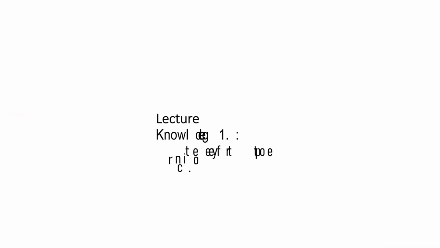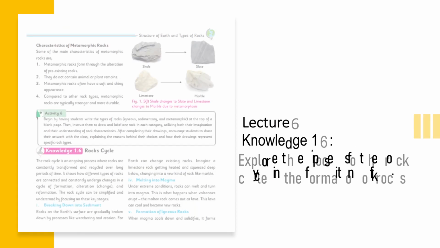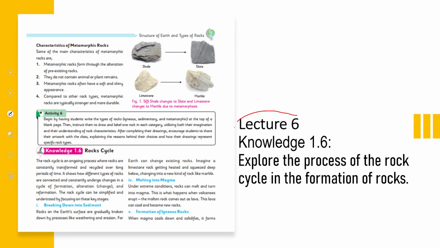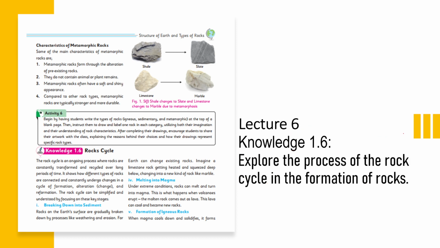We will discuss that. And then lecture 5, which will be knowledge 1.5 from your books, students will be able to identify different types of rocks. किस तरीके से different तरह के पत्थर होते हैं, किस तरीके से वो बनते हैं, we are going to discuss that. So my dear students, in lecture number 6, knowledge 1.6 will be discussed, in which you will explore the process of rock cycle in the formation of rocks. So when you will discuss different types, after that you will be able to discuss the rock cycle या जो भी इसकी theory है हम उसको explore करेंगे.